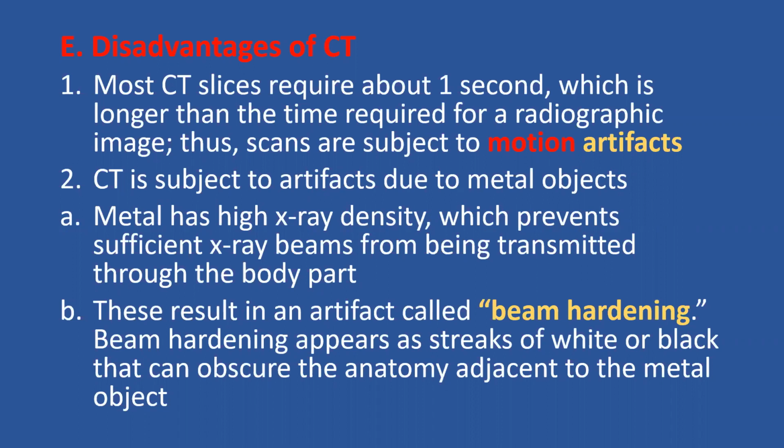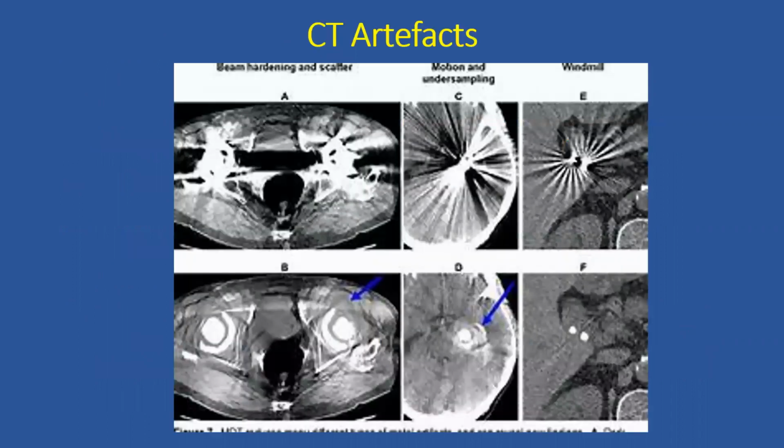This is a question I love to ask. What are the artifacts recognized as beam hardening? It appears as streaks of white or black that can obscure the anatomy adjacent to the metal object. These are the beam hardening. You see, if there's a metal body, it can create an artifact, any metal. So you have to pay attention to this.